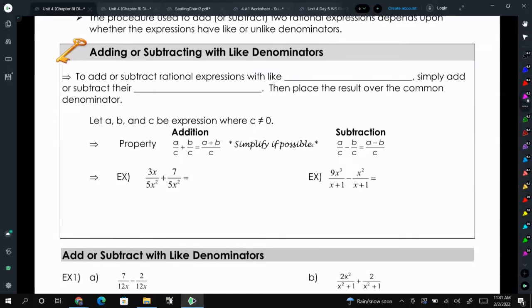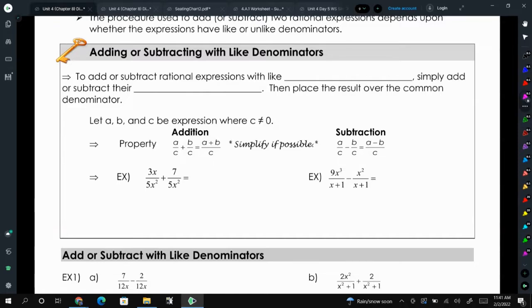We've talked about multiplying and dividing rational expressions. Now we're going to talk about adding and subtracting rational expressions. And you've done this before. Basically, like I've said previously, a rational expression is just any type of fraction.